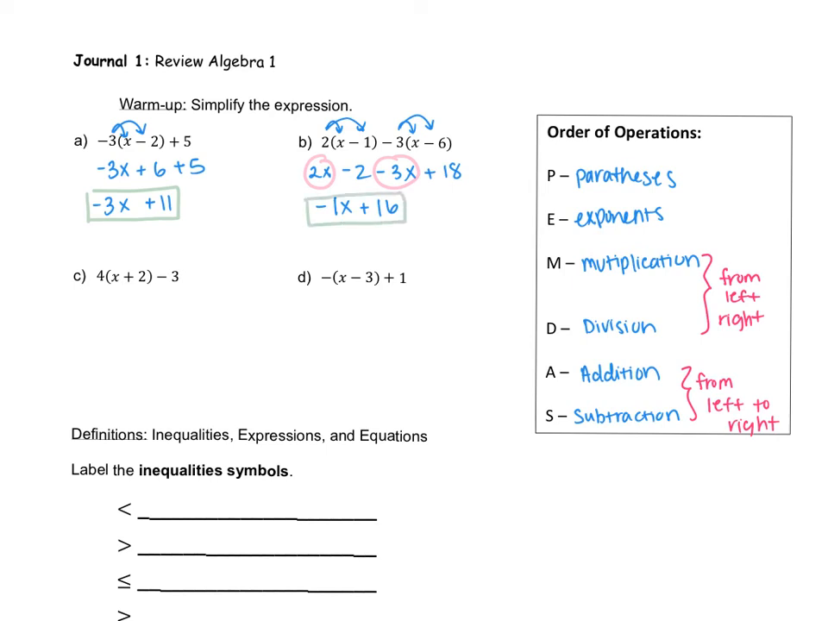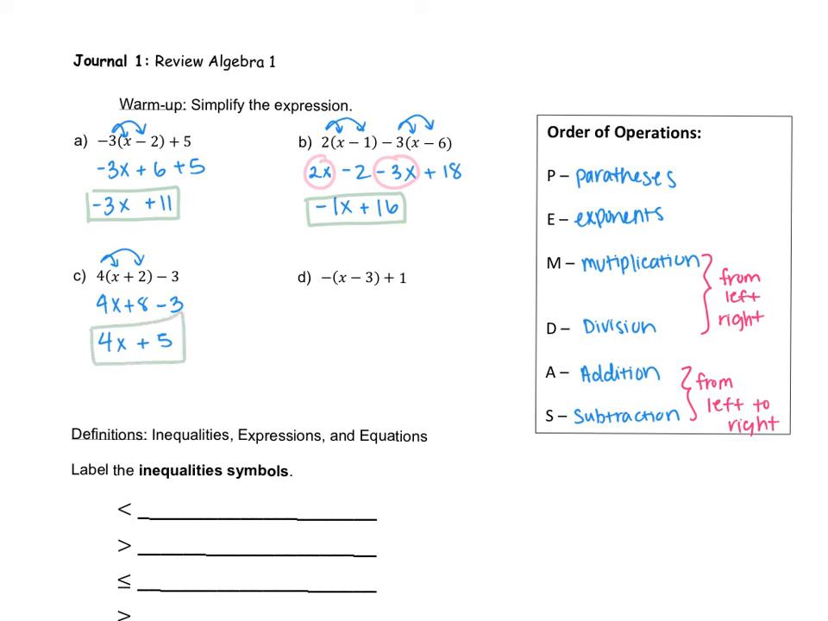All right, so the next one here, this one's very similar to the top one. As you can see, I have a 4 outside, so I'm going to distribute that 4 first. So that would be 4x plus 8 minus 3. And so I can combine these two terms because they're both numbers. I would bring down the 4x. 8 minus 3 is 5. So that would be my final answer because I can't combine those two terms.